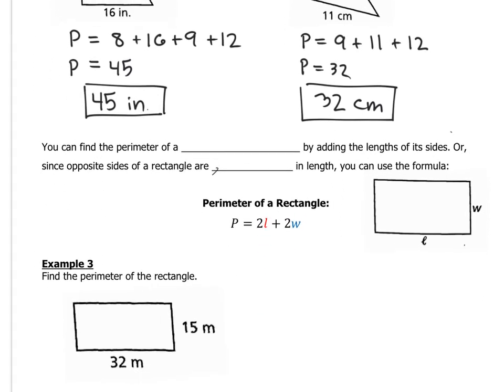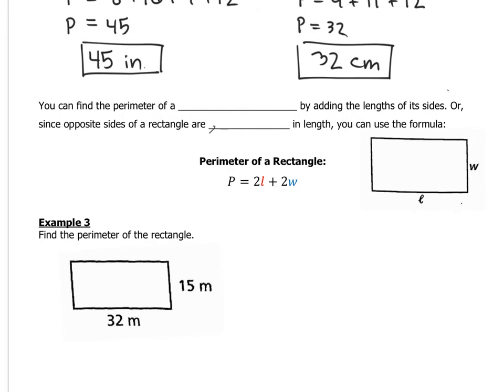Moving on, we're going to talk specifically about rectangles. You can find the perimeter of a rectangle in one of two ways. You can find the perimeter just like we do all other polygons by adding up all of the sides, but rectangles are a little bit special. The opposite sides of a rectangle are always equal in length, so we do actually have a formula that can help you find the perimeter of a rectangle, and that formula is P equals 2 times length plus 2 times width, or 2L plus 2W. In this case, the L variable stands for the length, the longer side, and the W stands for the width.